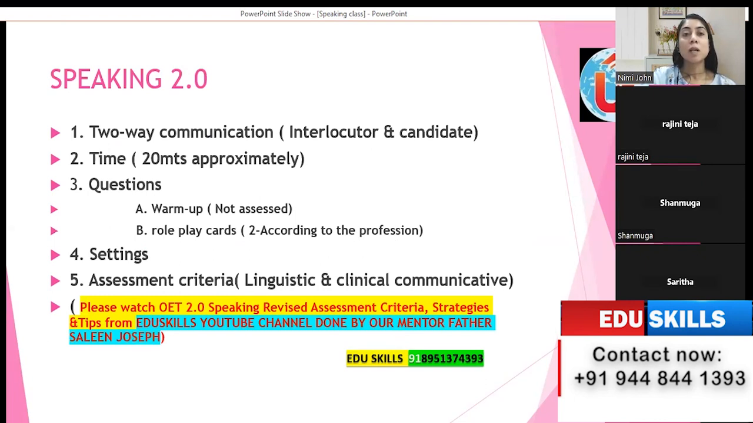The time for the examination is approximately 20 minutes. There is a warm-up question followed by 2 role-play cards. The warm-up question is not assessed, so it is to listen to the examiner's voice and pronunciation and get used to each other. And there are different kinds of settings, which will be mentioned on the role-play card.